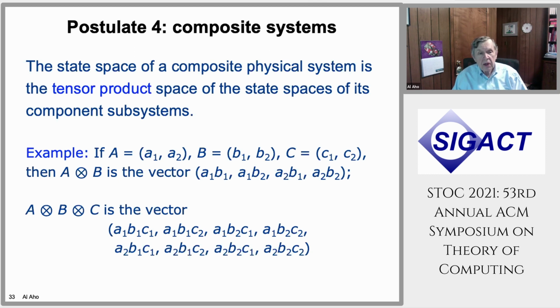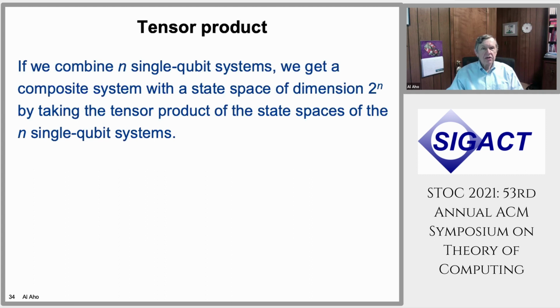state vector. So if we have n single qubit isolated physical systems and we combine them, we end up with a combined system that has a state space of dimension 2 to the n. And as John Martinez mentioned in his brilliant keynote talk yesterday, if we combine 300 qubits, we get a state space that has a dimension that's greater than the number of atoms in the known universe. So this is just reiterating what I said. If we combine n single qubit systems, we get a state space of dimension 2 to the n.